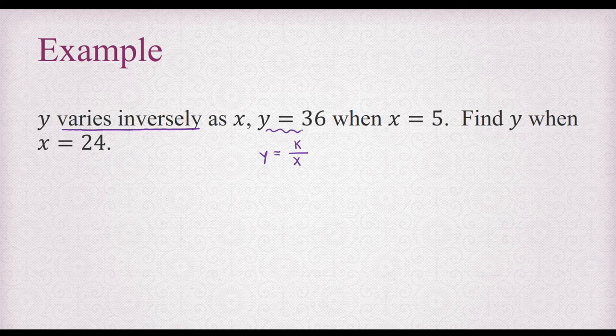So now they're giving us what the different values are so we can solve for k. y is 36. x is 5. To get k by itself, I've got to get rid of that division. So I'm going to multiply both sides by 5. So that means that we get a value of k to be 180. So that means that we really have the equation y equals 180 divided by x.